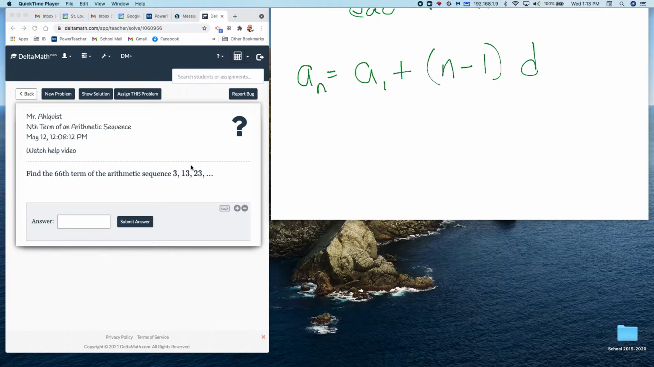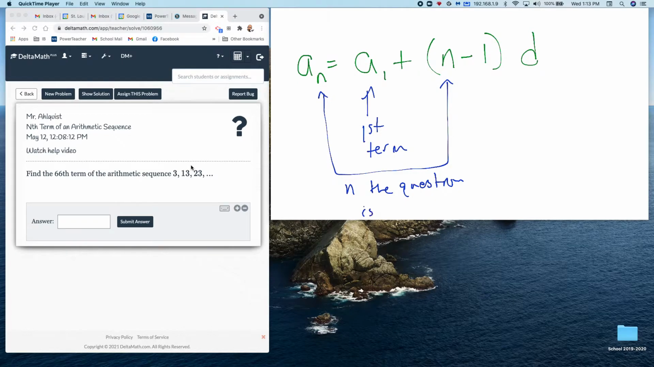So let's define these. This is the first term in the sequence. The n here and here is whatever the n that you're concerned with, the n the question is asking. In this particular one, it's 66. The d is what we would call the common difference.